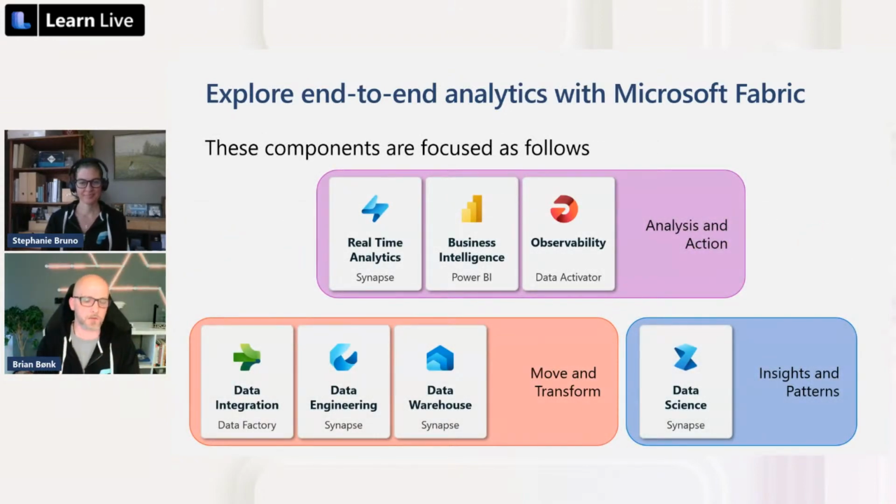If we try to group these services into sections, and then Stephanie needs to click next, then the first three here on top, the purple one is where we do all the analysis and actions on data. And if we would like to move and transform it, then we use integration, engineering, or warehousing. And the machine learning AI stuff is going on inside data science.